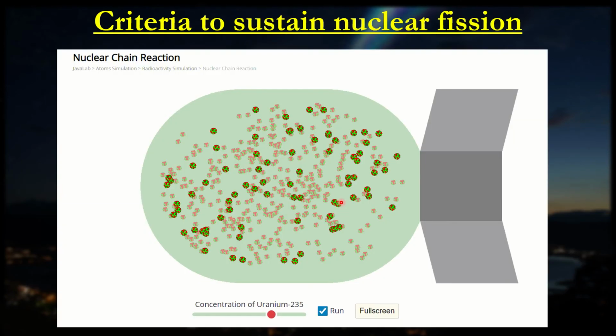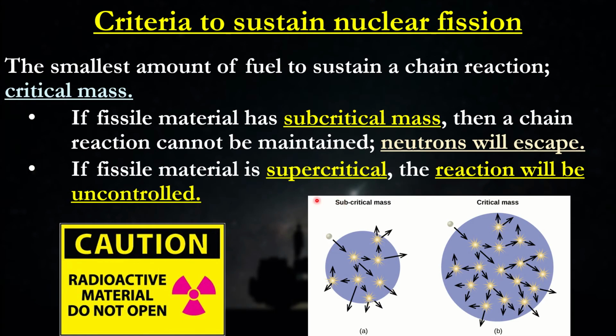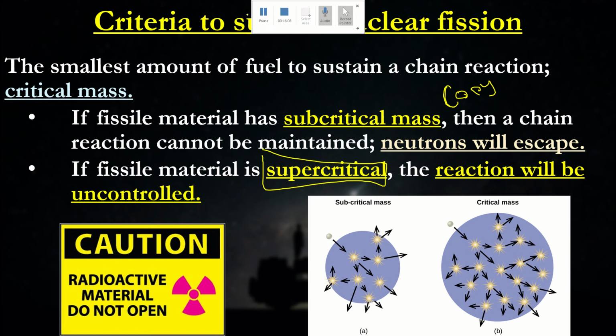So what I might ask you to also do is just copy this component down in terms of when comparing with controlled and uncontrolled. You do need to have a supercritical mass in order to get an uncontrolled nuclear fission reaction.